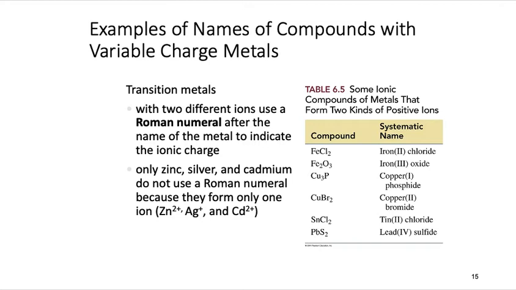Here's an easy one. Phosphorus is negative 3 and I have 3 coppers. So what is it going to be? I need 3 1s to balance with a negative 3, so it has to be a copper 1. All right? The only ones that don't play this game are zinc, silver, and cadmium. All the rest of them have to be named with Roman numerals.